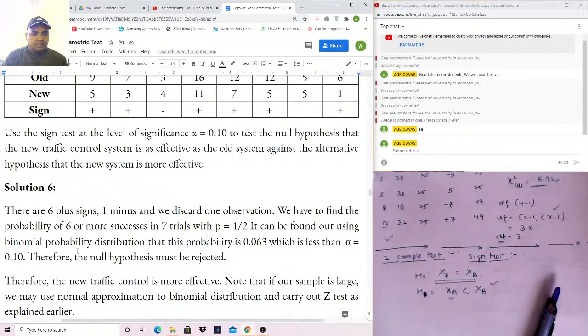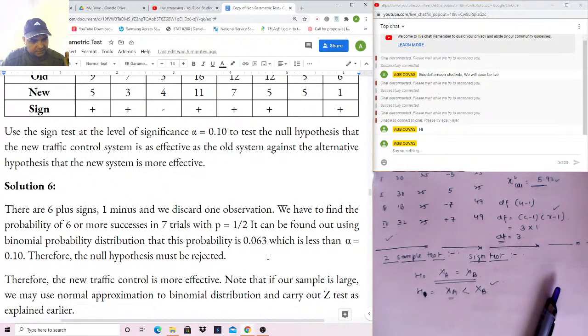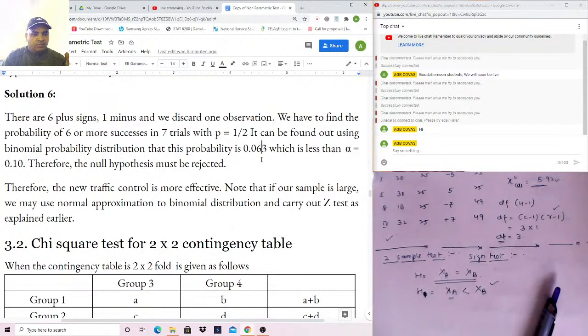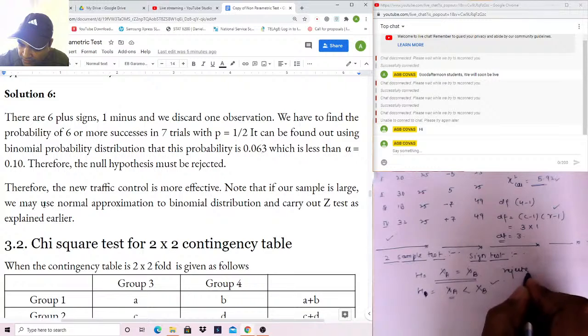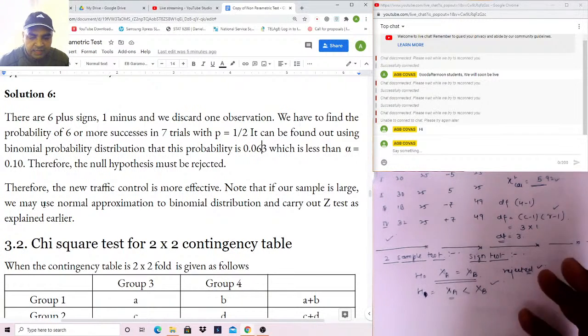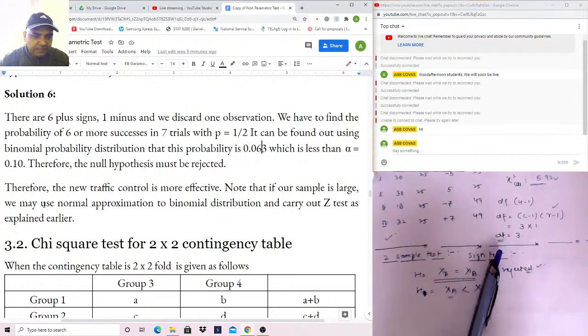From there this P value can be calculated, and it came out to be 0.063, which is less than the alpha value, which is given as 0.10. So therefore the null hypothesis must be rejected, right? Because it came out to be less. Therefore the new traffic control system is more effective because the null hypothesis is rejected. If this value of p came out to be greater, then the null hypothesis would be accepted, right?